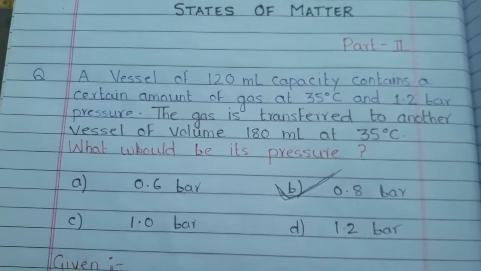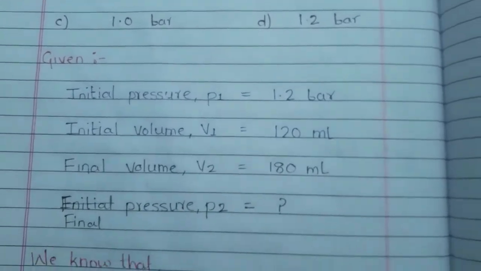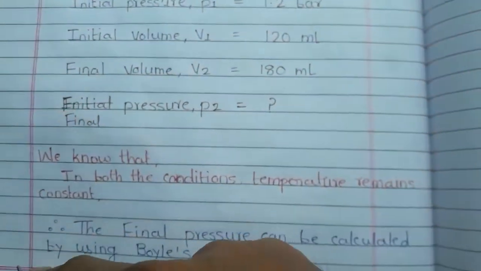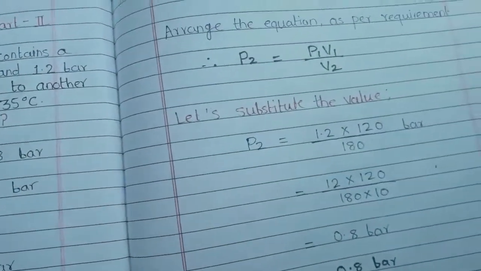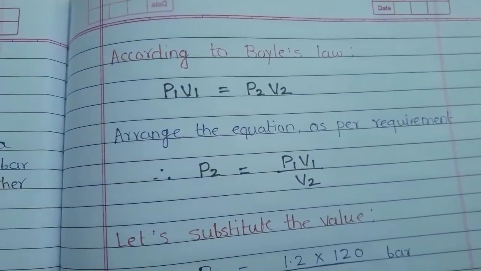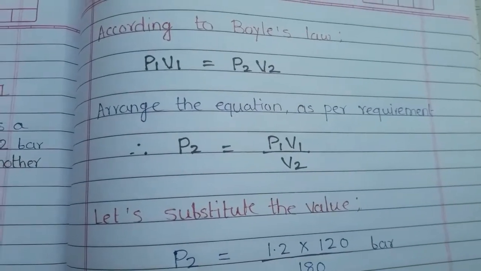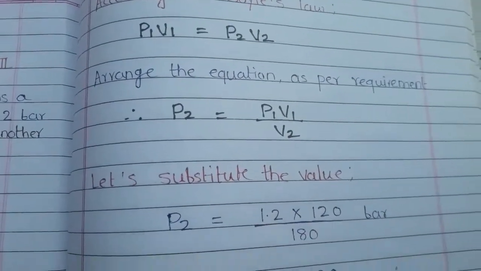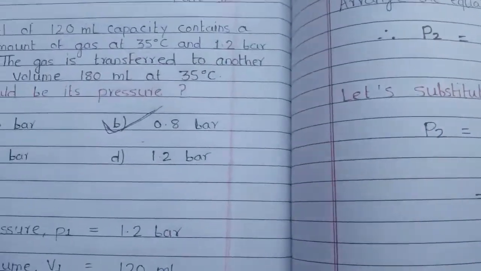If you know the concept well, you don't have to follow all the steps in MCQ type examinations, CBT examinations. You just have to follow the trick. You should know the basic principle of Boyle's law so that you can cross multiply and find out the answer directly by putting the values in the formula. So now we have got the answer as 0.8 bar for this question.